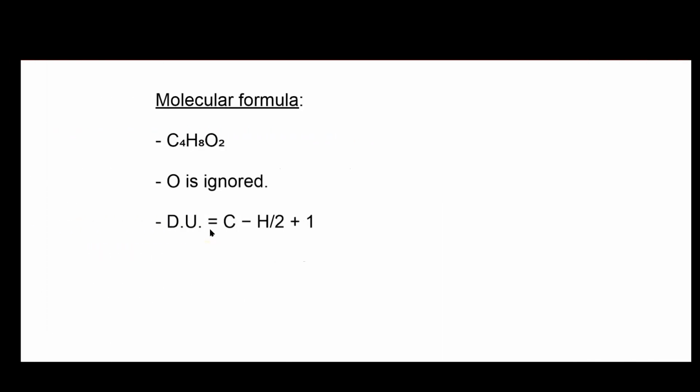First, calculate degree of unsaturation. Oxygen is inert. DU equals (2 × 4 − 8 + 2)/2, that is, 4 carbon minus 8 hydrogen over 2 plus 1, which gives 1. So the molecule has 1 ring or 1 pi bond. Since the formula contains 2 oxygens, a carbonyl containing compound is possible.